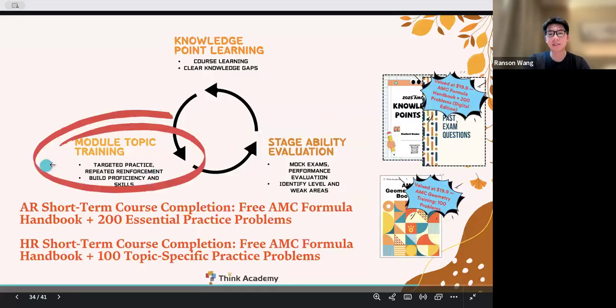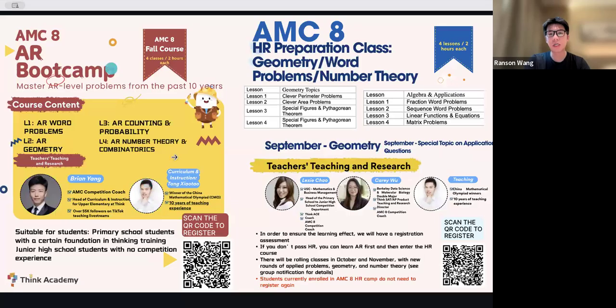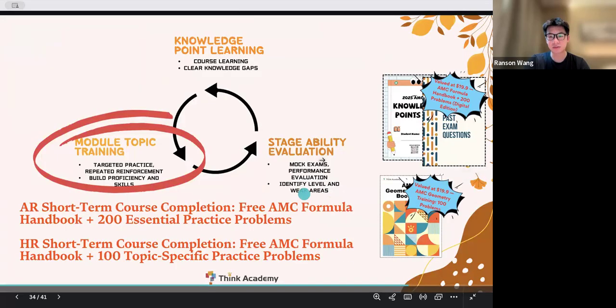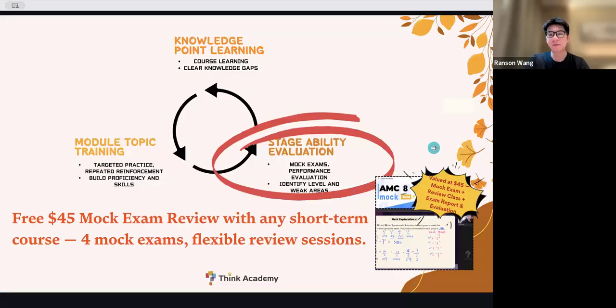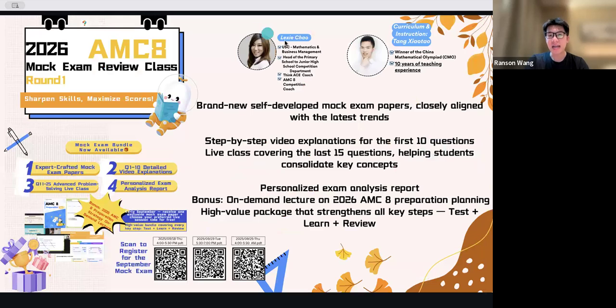Here's the thing. If you register for our short-term class, you can get those resources for free, and you can also get this $45 mock exam for free. If you are not in our short-term class, you can also register for the MCA mock exam or the mock review class. You can pay for it.